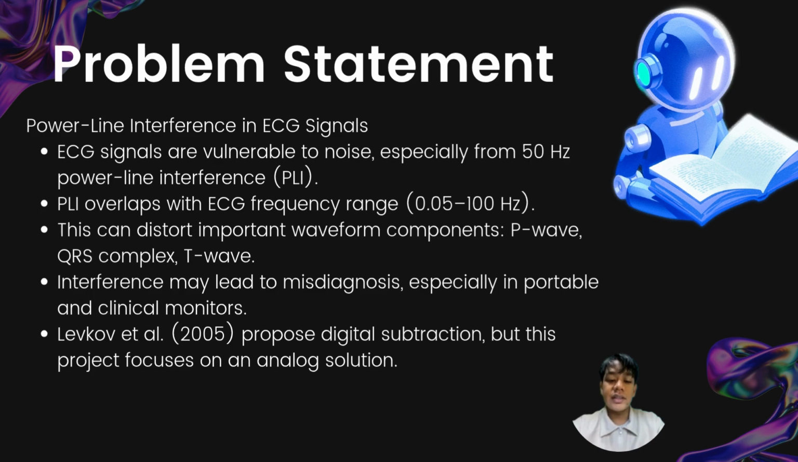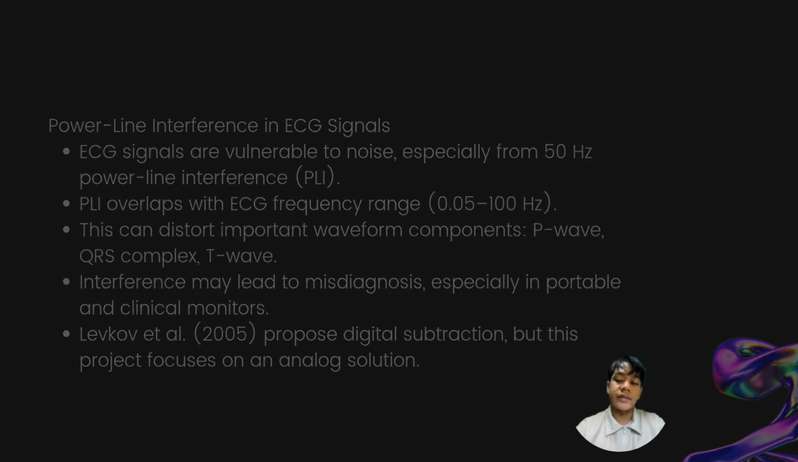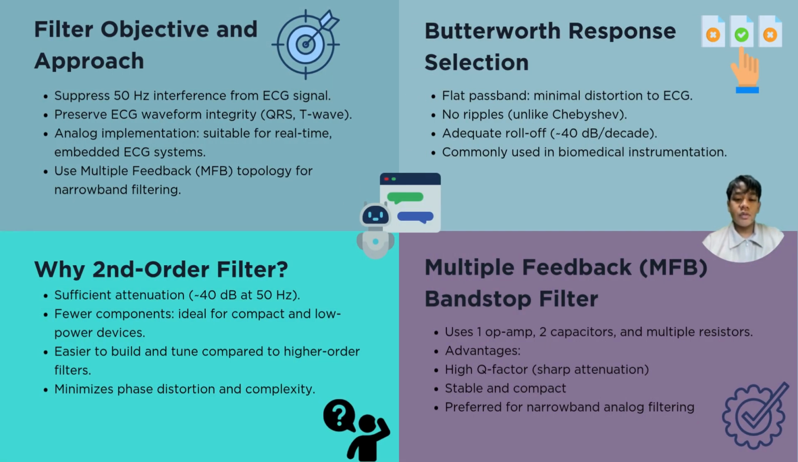This interference may lead to misdiagnosis, especially in portable and clinical monitors. The Lefko's research paper proposed a digital subtraction, but this project focused on an analog solution. Now for the next part, we have the filter objective and approach, which is to suppress 50 Hz interference from the ECG signal, preserve ECG waveform integrity, which is the QRS and T wave, analog implementation suitable for real-time and embedded ECG systems, and it uses the multiple feedback, which is MFB, topology for narrowband filtering.